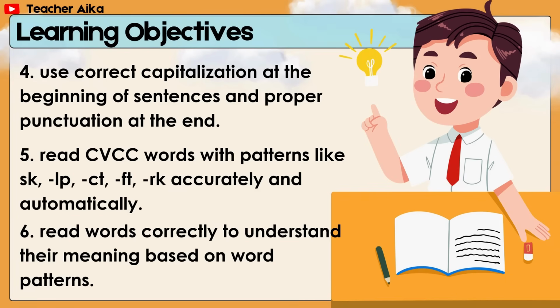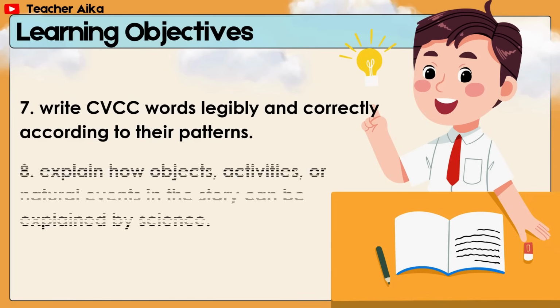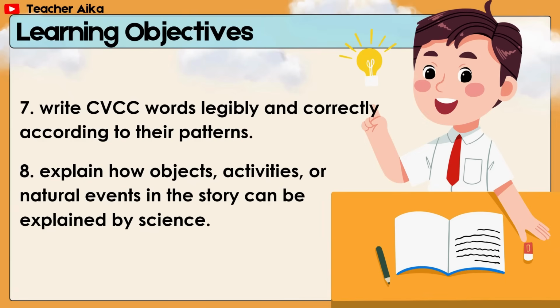5. Read CVCC words with patterns like SK, LP, CT, FT, RK accurately and automatically. 6. Read words correctly to understand their meaning based on word patterns. 7. Write CVCC words legibly and correctly according to their patterns. And 8. Explain how objects, activities, or natural events in the story can be explained by science.